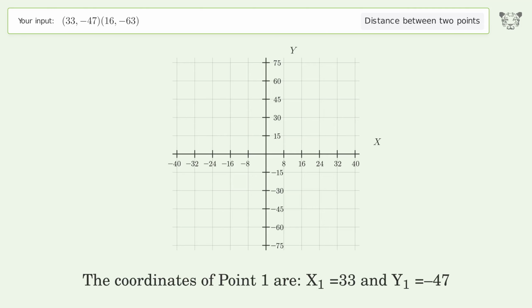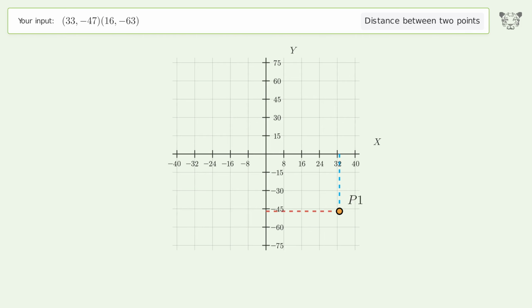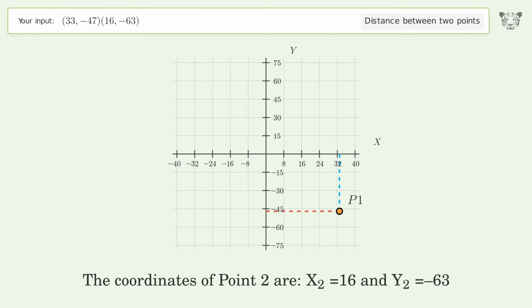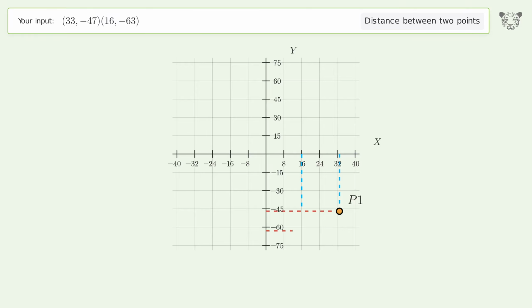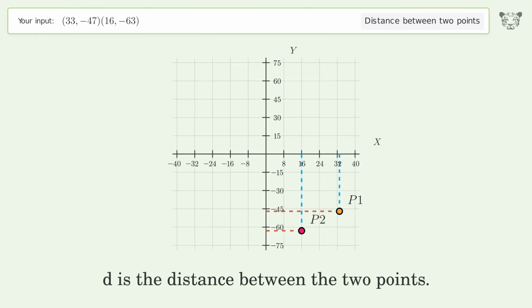The coordinates of point 1 are x1 equals 33 and y1 equals negative 47. The coordinates of point 2 are x2 equals 16 and y2 equals negative 63. D is the distance between the 2 points.